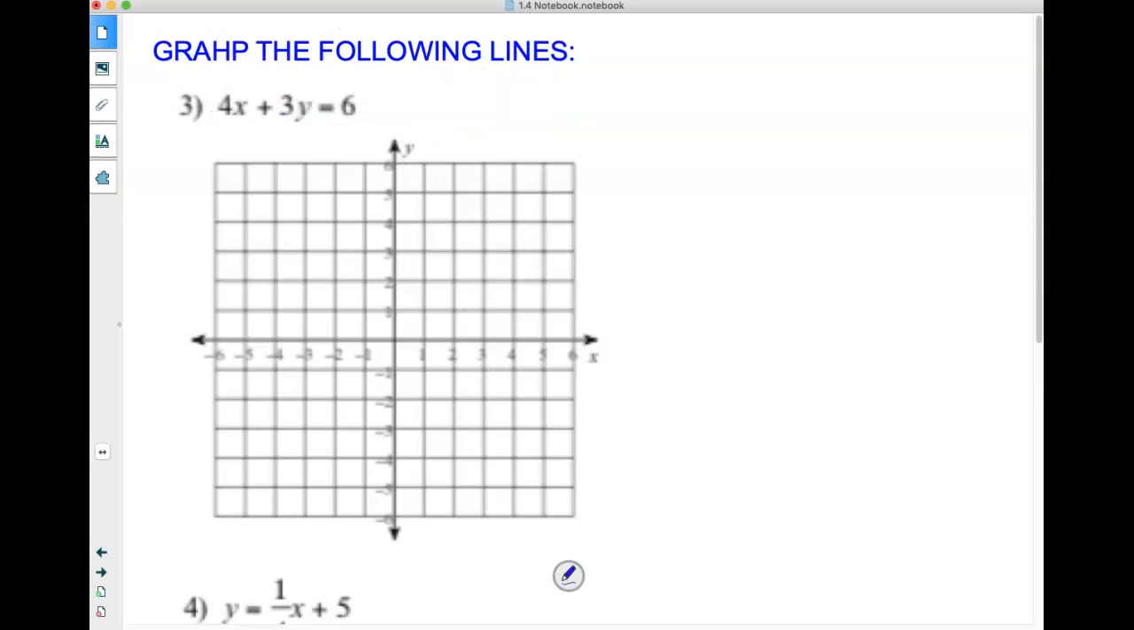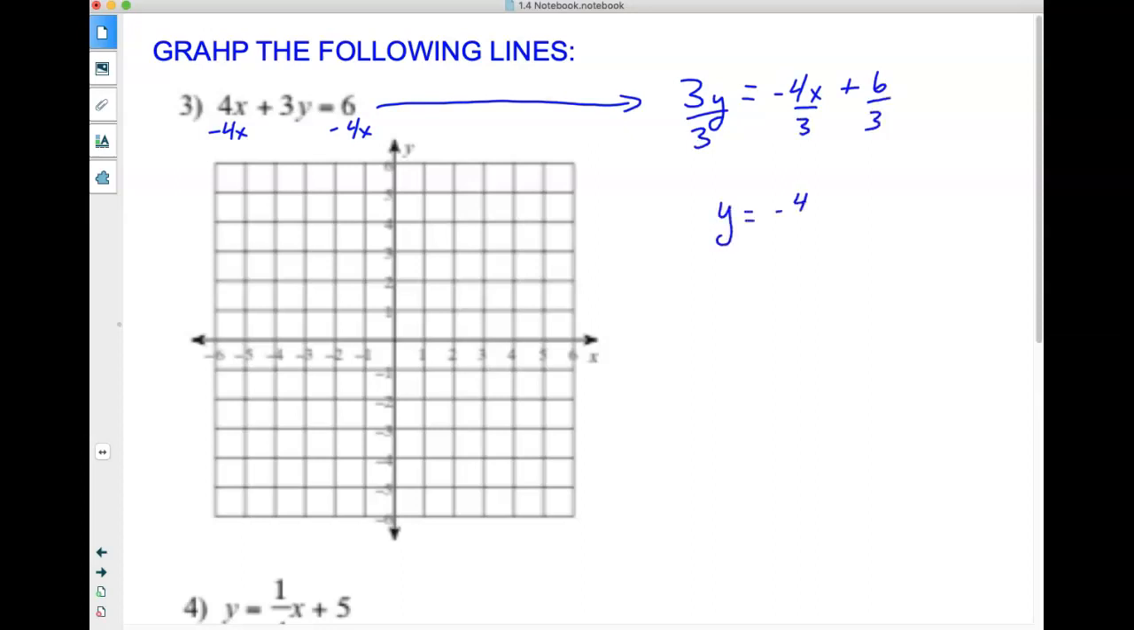Again, what we're going to do is subtract 4x from both sides, and we're going to have 3y equals negative 4x plus 6. We're hence going to divide by 3. We're after that really nice slope-intercept form again. We get negative 4 over 3 times x plus 6 divided by 3 is 2. So I can see m is negative 4 over 3. I can see my b, or my y-intercept, is 2.